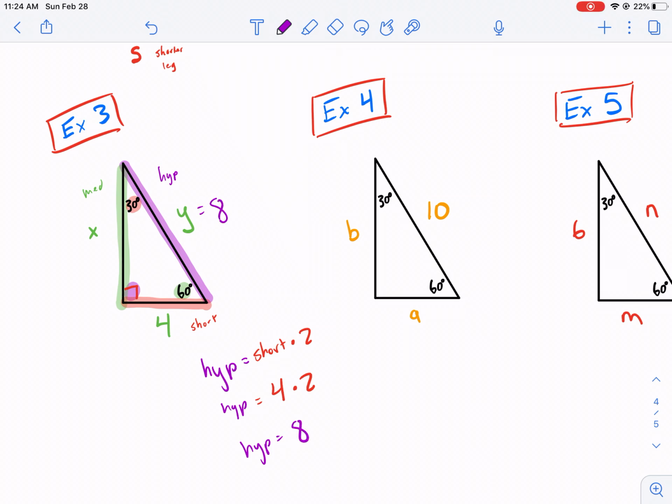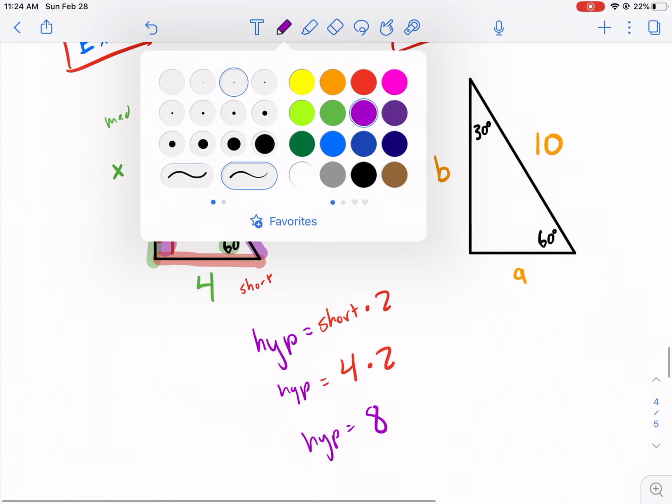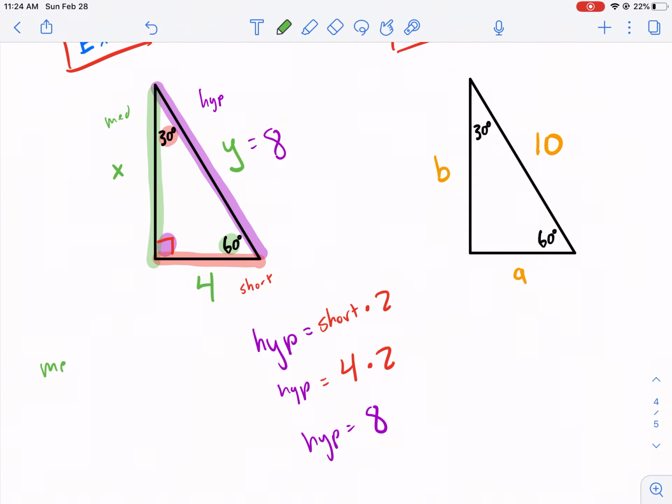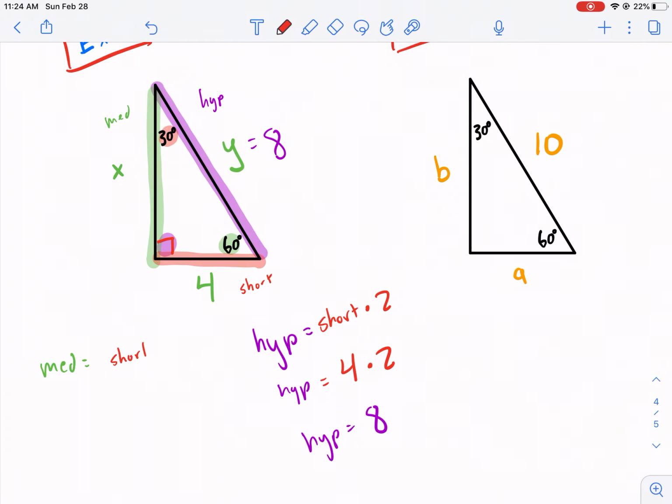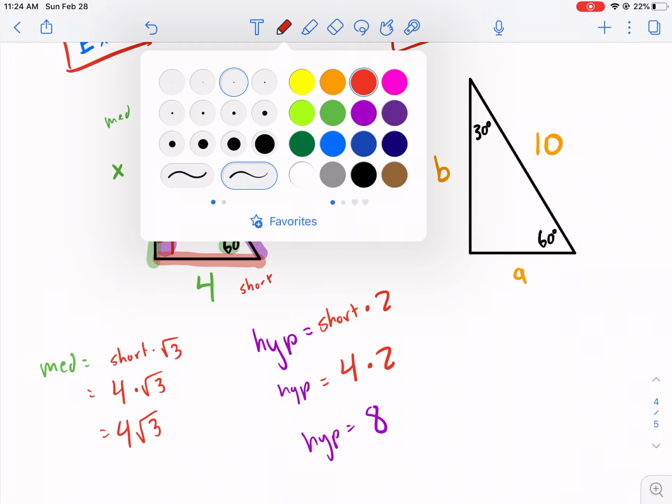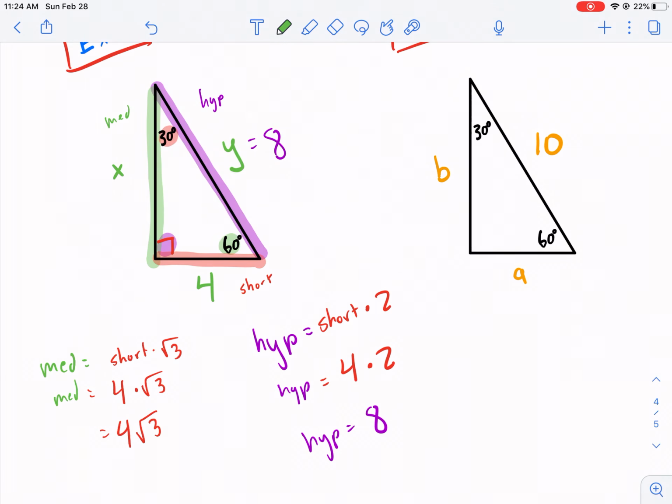Okay. Now, let's move on to the medium side. The medium side, we know the medium side is just equal to the short side times radical 3. So I'm going to take 4 and I'll multiply it by radical 3. So my medium side is 4 radical 3. That's my medium side. So I can go ahead and write that in. 4 radical 3, and I'm done.